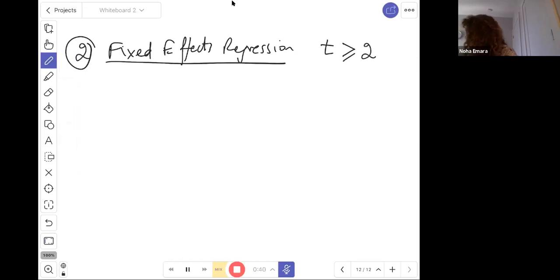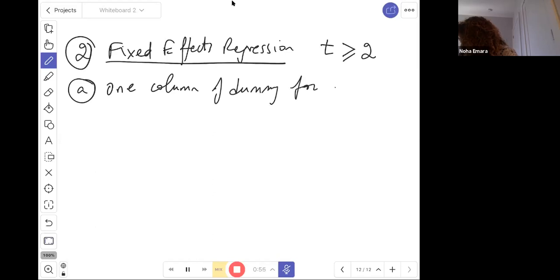Okay, so let's start with the first type, which is, how can I capture fixed effects regression using one column of dummy for all cross sections? Actually, this is very similar to the one that we just did. Okay, but let's make it with a larger number of time periods.